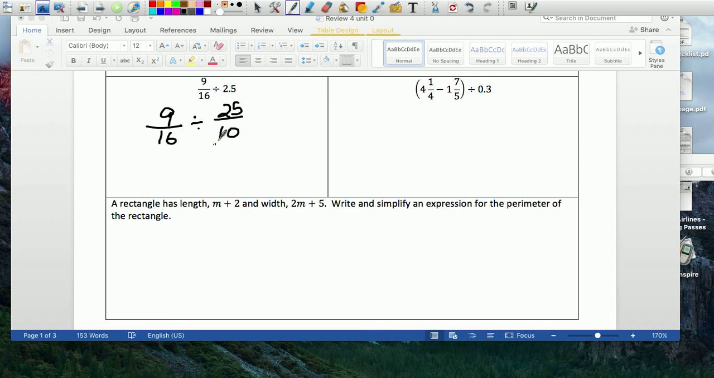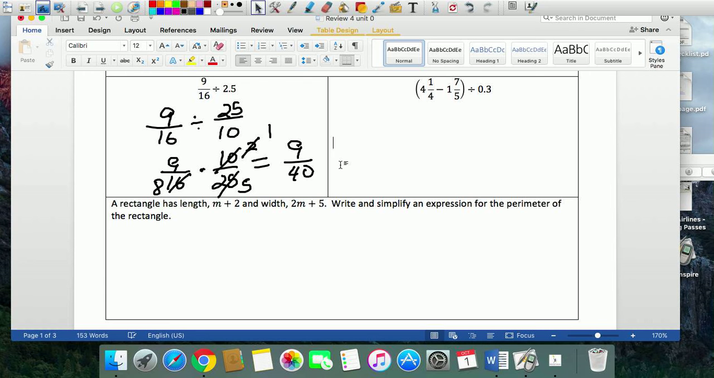I don't need to find common denominators, but I'm going to change this to a multiplication problem, times 10 over 25. Is there anything I can simplify? Yes, there is. The 10 and 25, right? I can divide these two by 5. 10 divided by 5 is 2. 25 divided by 5 is 5. Anything else I can simplify? 2 and 5, no. 2 and 16 I can simplify. 2 divided by 2 is 1, and 16 divided by 2 is 8. Now I think I'm done. 9 times 1 is 9. 8 times 5 is 40. And you can see that it's already simplified.